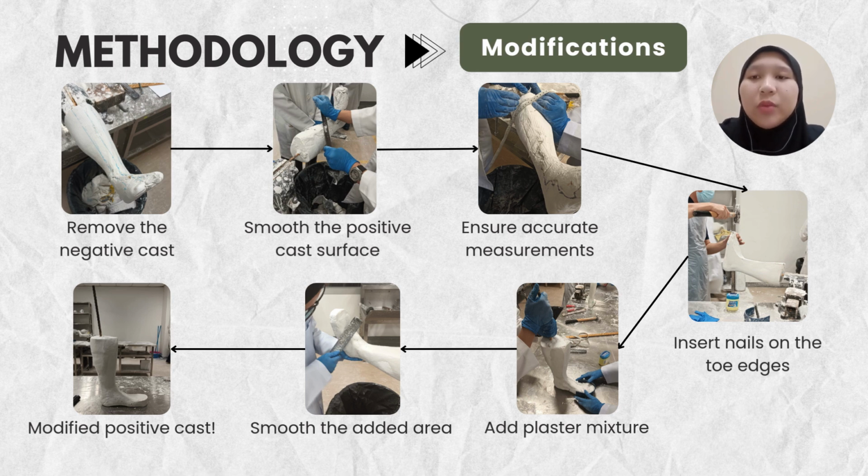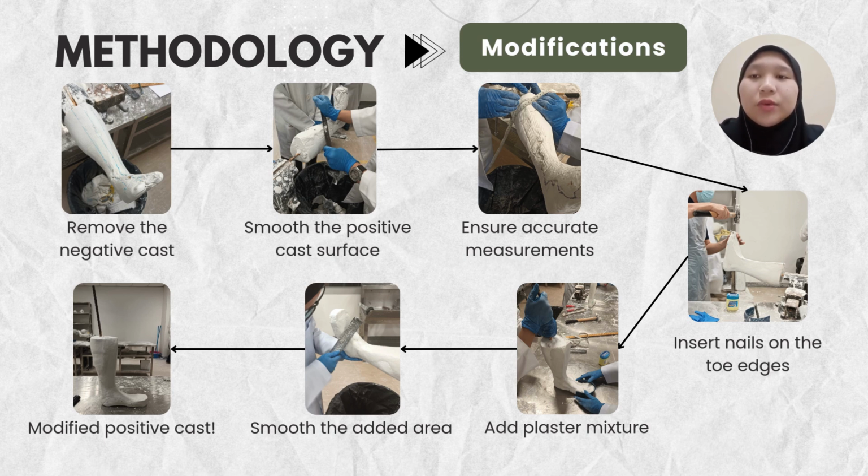The surface of the positive cast was then smoothed to remove surface irregularities and ensure accurate anatomical contours. Accurate measurements were checked at this stage, which involved confirming that the dimensions of the positive cast matched the subject's lower limb measurements, as some areas may have been reduced during grating or damaged during negative cast removal, requiring additional plaster to be reapplied and reshaped accordingly.